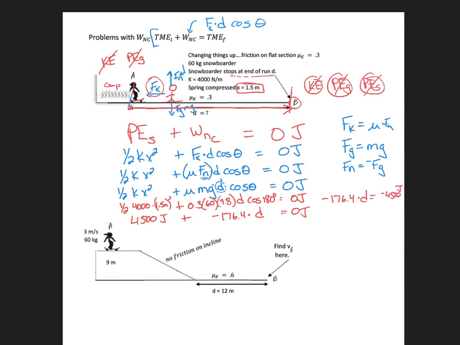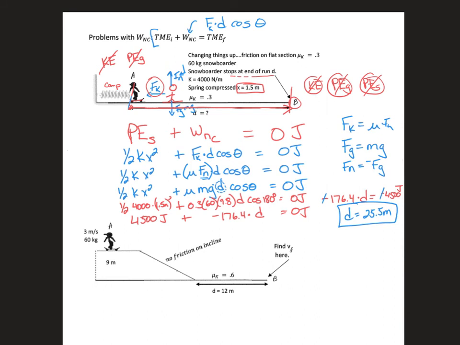And you might be thinking, I thought energy was never negative. It only becomes negative in the mathematical context, right, of moving to the other side of the equation. We subtract it from both sides. And in the end, we're going to get a positive distance of 4,500 divided by 176.4. And you find out that your distance is 25.5 meters. It would take 25.5 meters to slow that person down.